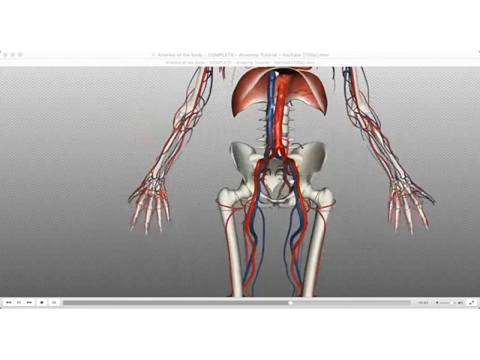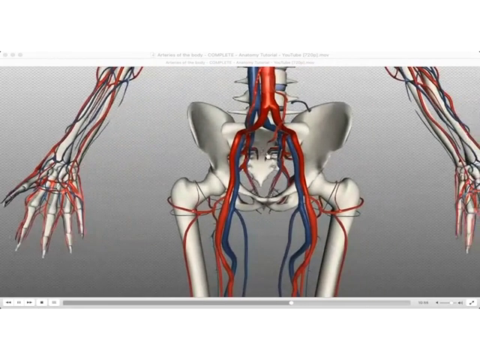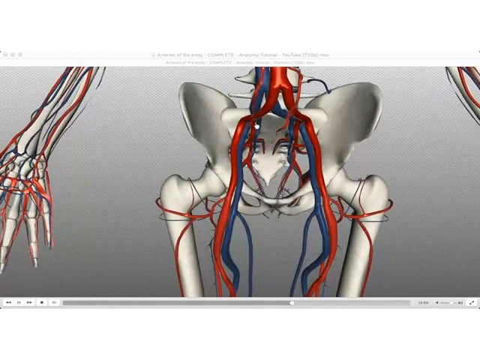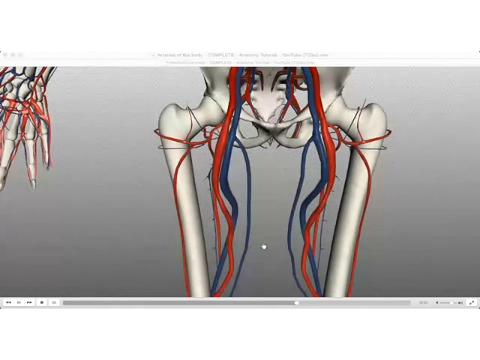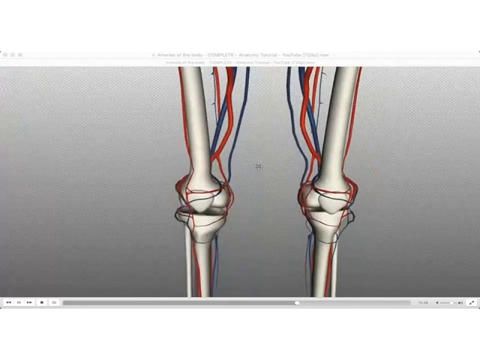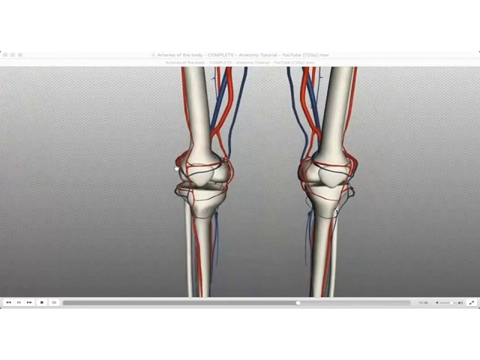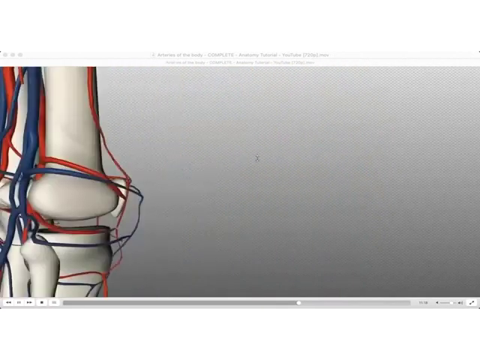So just going back to the external iliac arteries, which come off the common iliac, they then become the femoral arteries at roughly the level of the head of the femur. So you've got the femoral arteries which run down the length of the femur, on both sides. So we're now at the level of the knee. And I'm just going to rotate this model so we can look at the back of the knee.